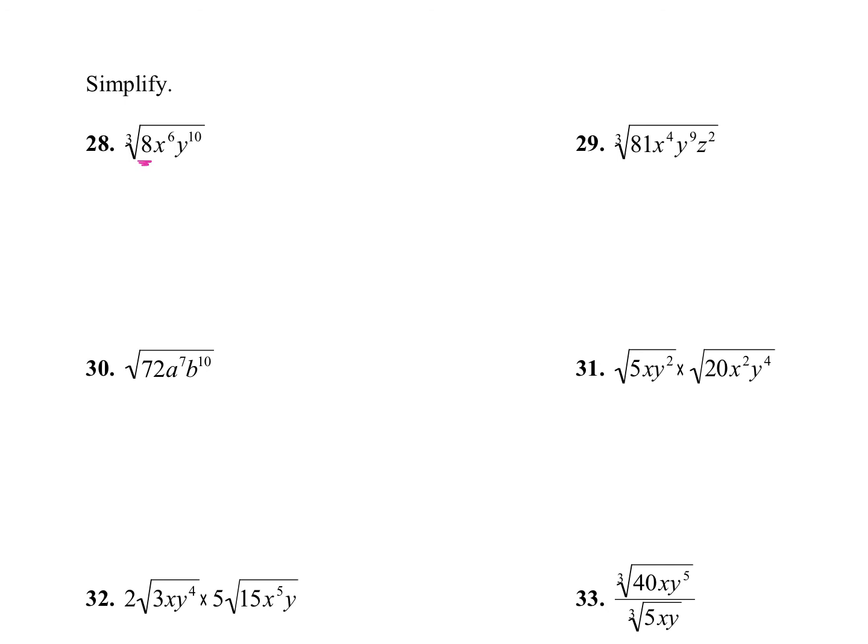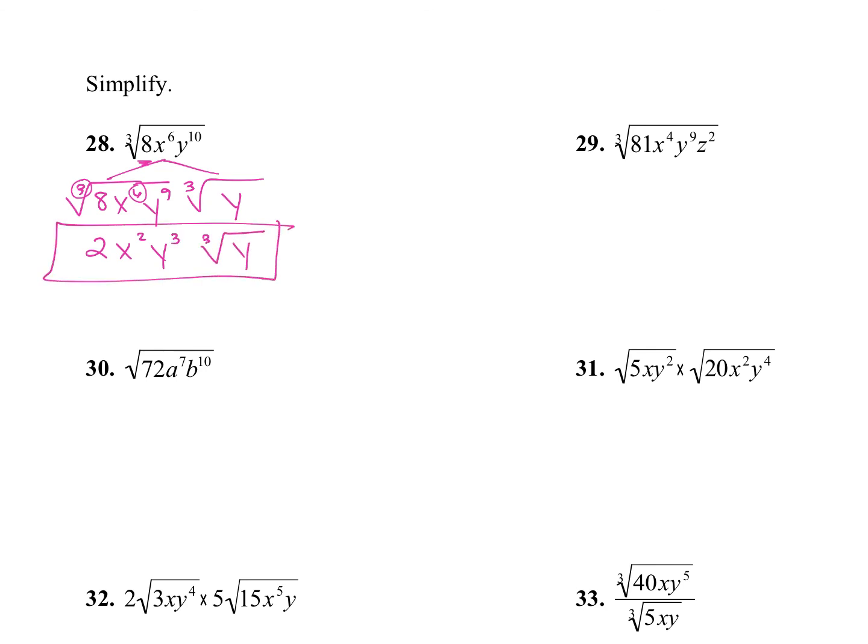X to the 6th is a perfect cube. If you want, here, I don't want to confuse you. Here's how I did this in class, right? Perfect cubes, non-perfect cubes. So 8 is a perfect cube. X to the 6th is a perfect cube. Y to what power goes here? The 9th, right. Which means you have y to the 1st under your cube root. So this is going to be 2x squared. Remember, you just divide these numbers. And then y to the 3rd. And then you take the cube root of y. Okay.